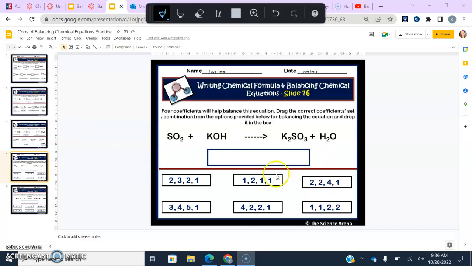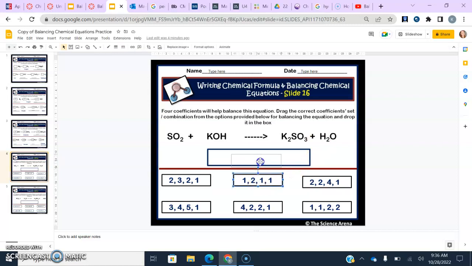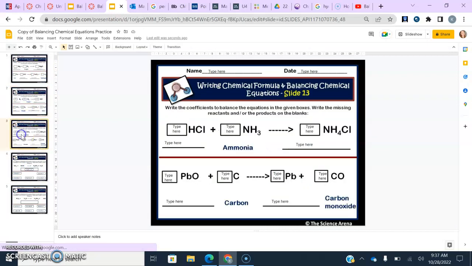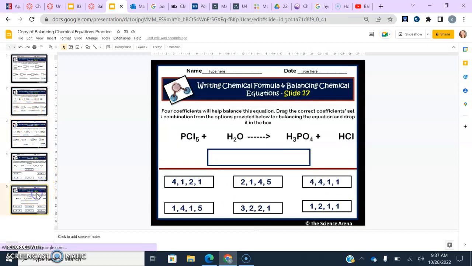So all you have to do for this one is take the correct coefficients and drag them to the box. So 1, 2, 1, 1. We did the first and fourth slide together. You guys will be doing 2 and 3 where you balance on your own. And then the 5th slide, same thing as this one. You balance it and then you just drag and drop the correct coefficients.